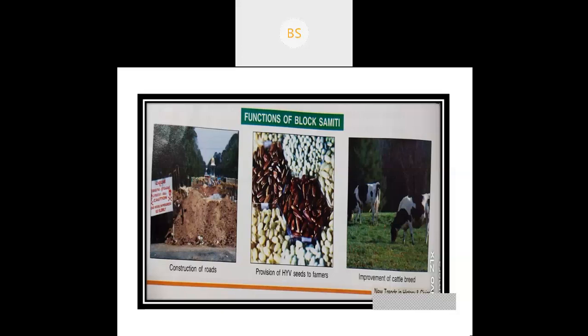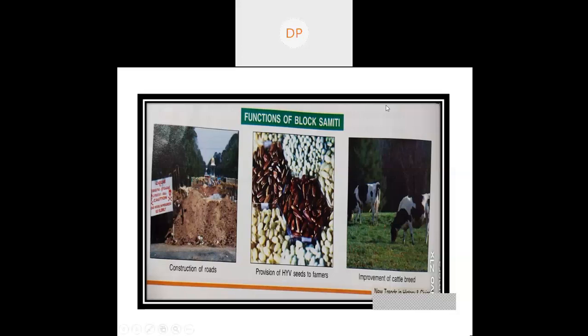For example, if there are cattle in the villages, they should get good food. How to increase their production, and how to provide them food, which is known as fodder. All this provision or requirement for the village is provided by the block samiti. It is the work of the block samiti to help the villages. They will construct the roads and connect the villages to the cities. Now is it clear, children, with this picture?